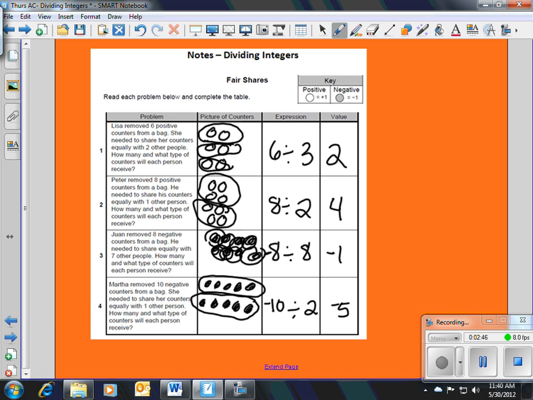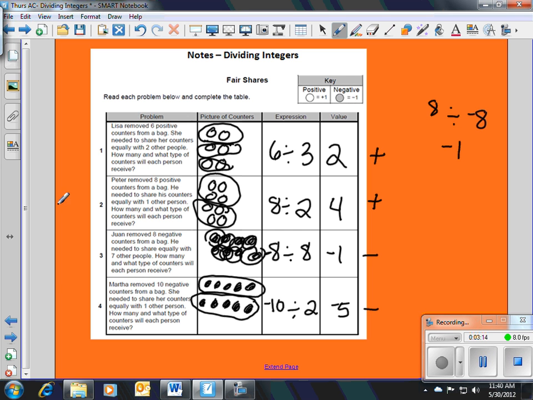Now thinking back to yesterday, when there were 2 positives, our answer came out positive. 2 positives, answer came out positive. When there was only 1 negative, what did our answer come out? Negative. Do you notice anything the same? This is also going to be true if we were to do 8 divided by -8. How many negatives are there? 1. So your answer is negative.